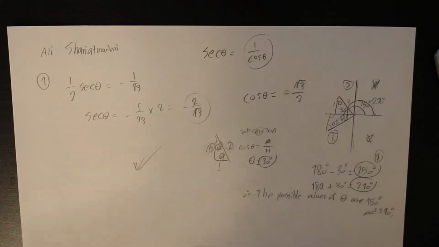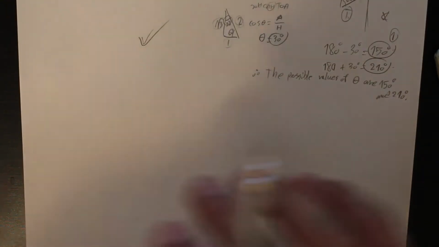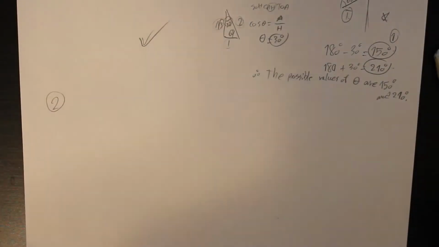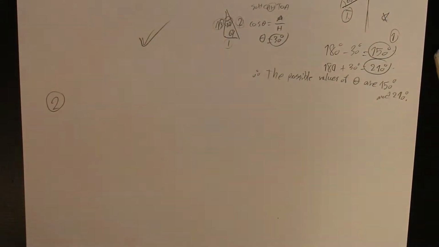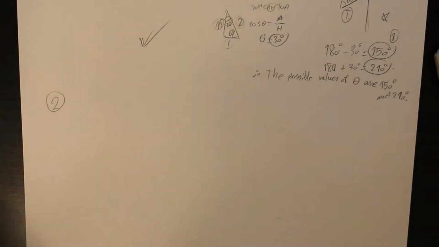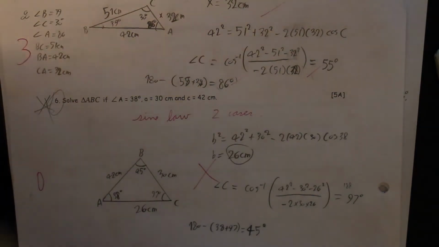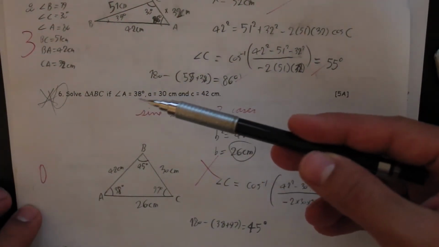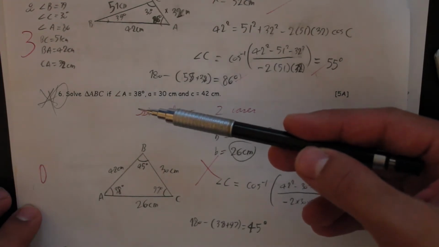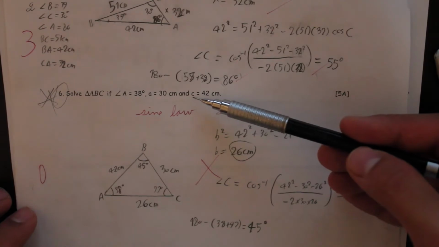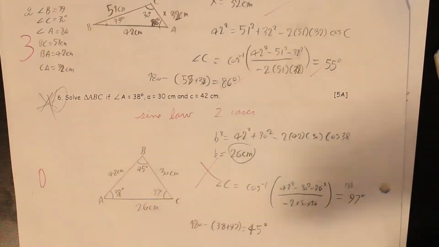All right. Now, moving on to the next question over here, moving down a bit, we can start up our second question, number 2. So now our second question actually gets quite a bit harder fundamentally. So the second question is still rather easy though. It says, solve ABC if angle A equals 38 degrees, A equals 30 centimeters, and C equals 42 centimeters.